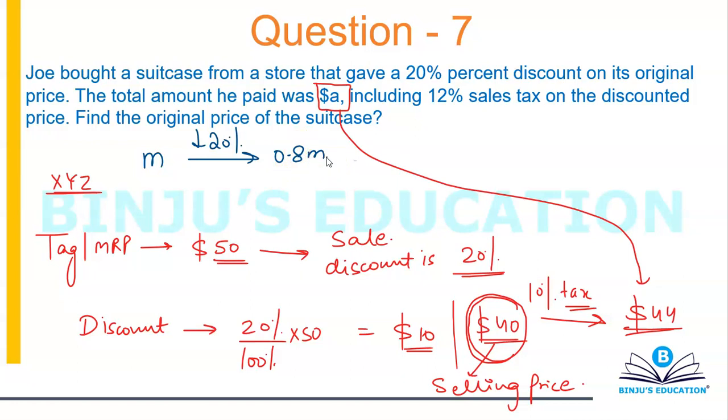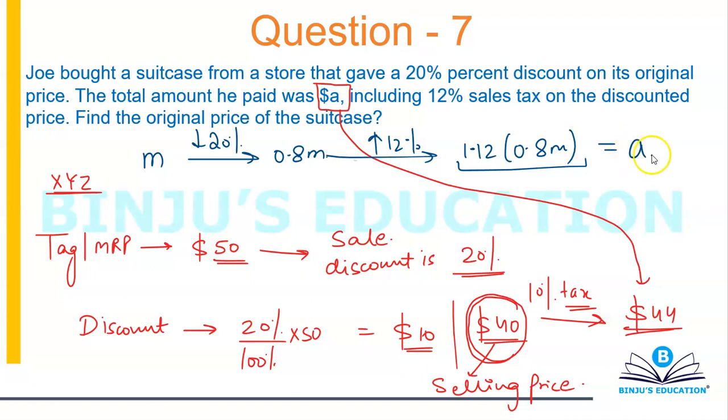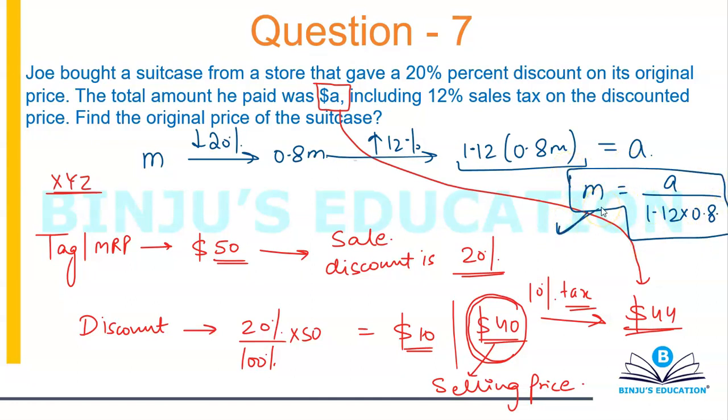You're adding a 12% tax on it, you're increasing this value by 12%, which will make this 1.12 into 0.8 M. And now this amount is equivalent to the final amount which is to be paid by Joe in this question, or by the customer. Hence the value of M will be equal to A divided by 1.12 into 0.8. And that's your answer. Now, whichever way you want to solve it, please go ahead. It's your call. But understanding of things is more important.